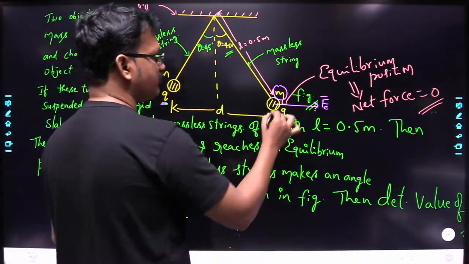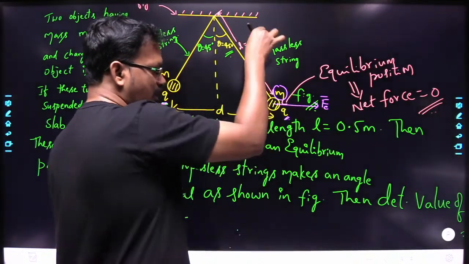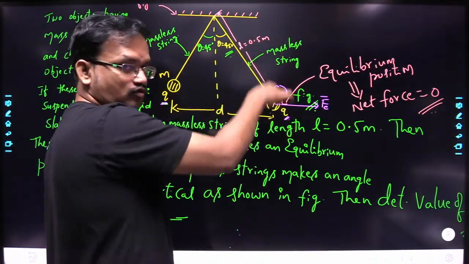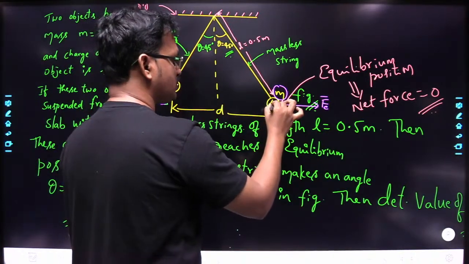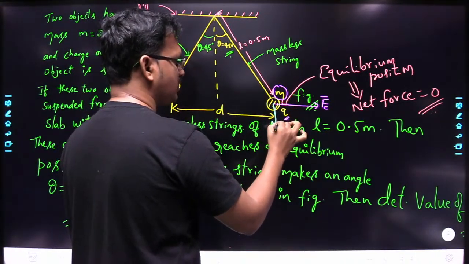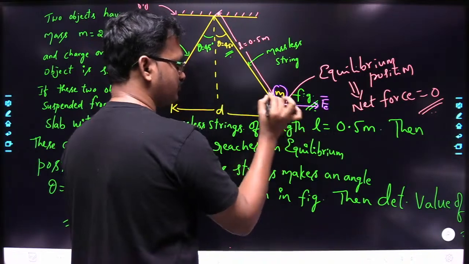So the gravitational field force is going to act in which direction here? It is always going to act towards the surface of the earth. That means it is going to act in the downward direction like this. So this is the gravitational field force, right?